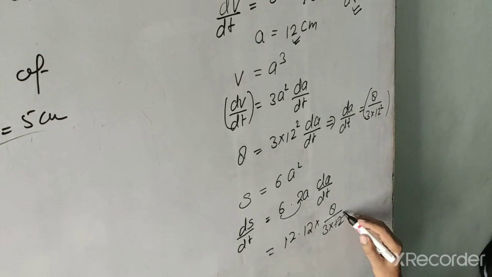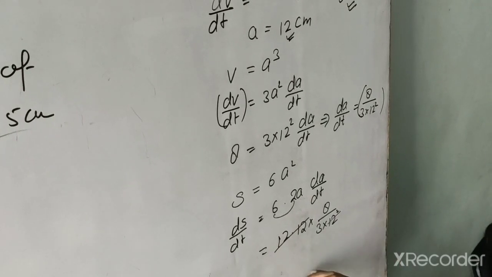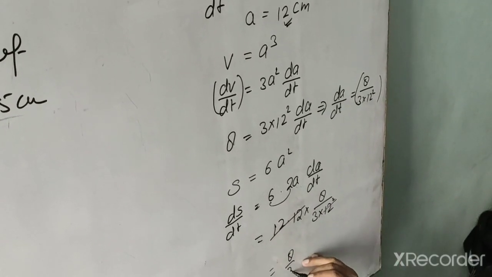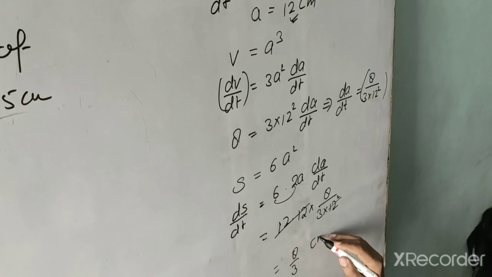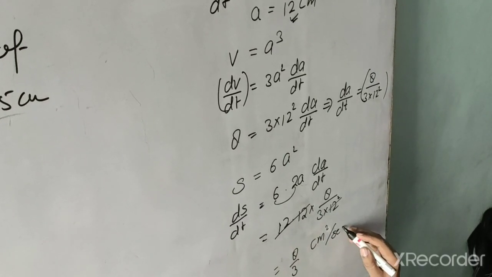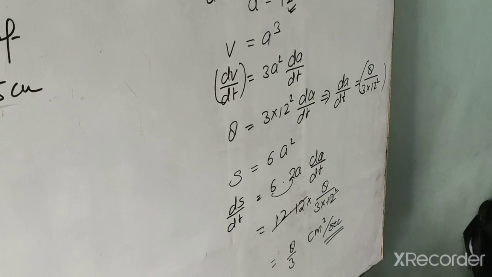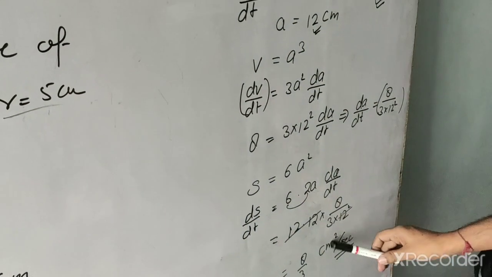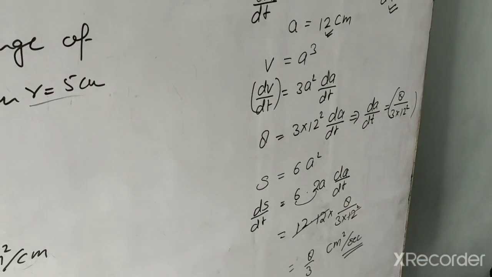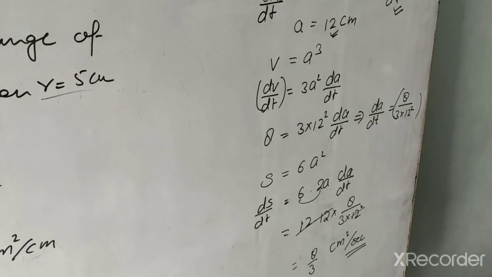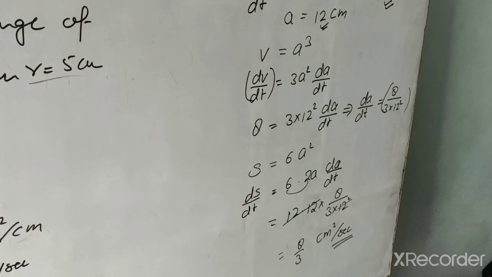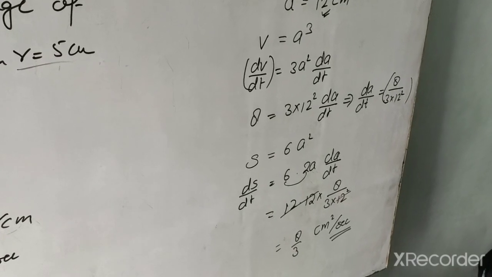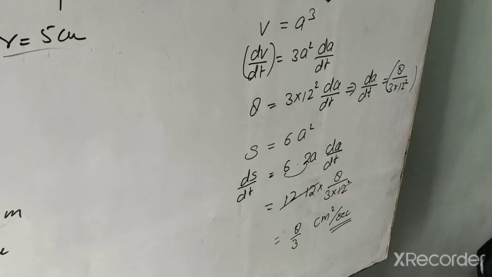So it will be 8 by 3 centimeter square per second. The rate of change of surface area of the cube will be 8 by 3 centimeter square per second. So like this we can calculate the things. Now you try to solve the exercise. We'll meet tomorrow. Thank you.